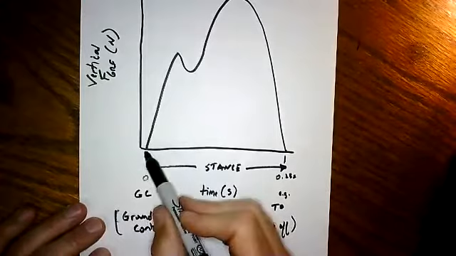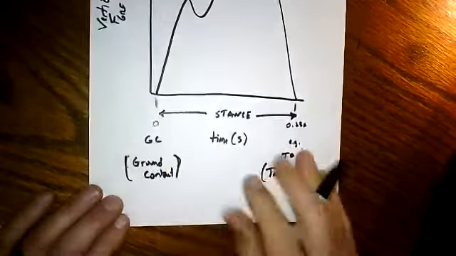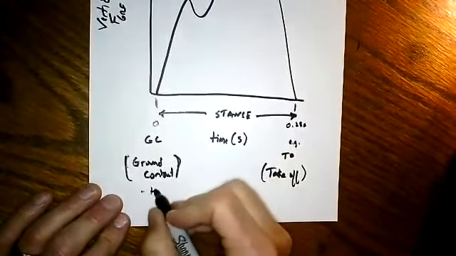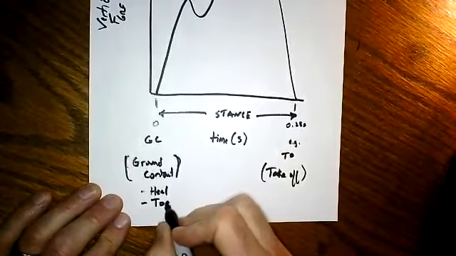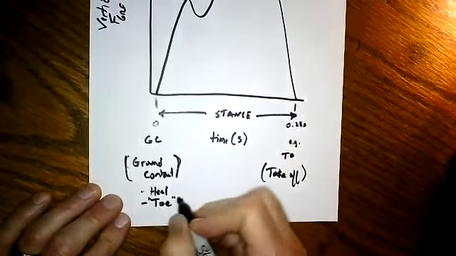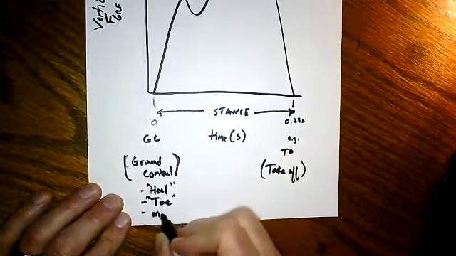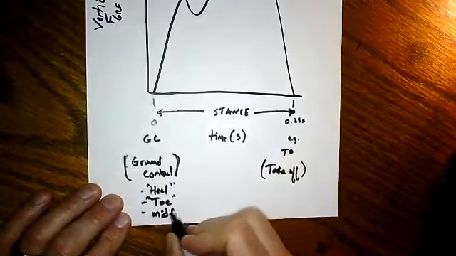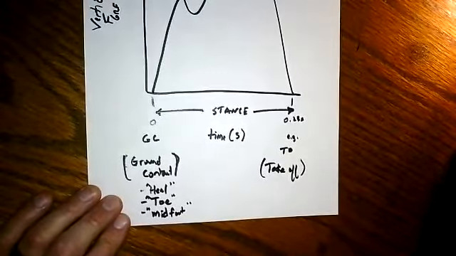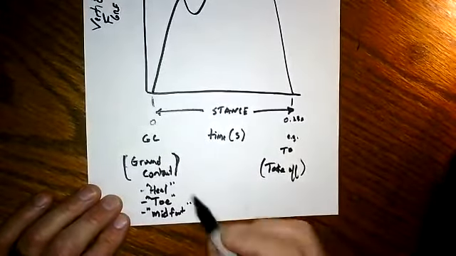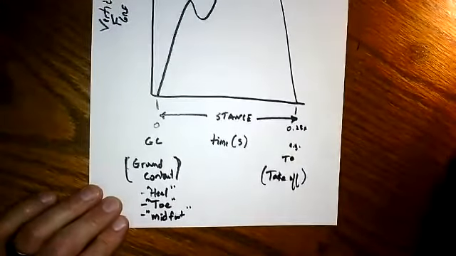So this is the moment the foot strikes the ground. This is the moment the foot leaves the ground. I'm using ground contact because people may strike the ground with their heel first. They may strike the ground with their forefoot, or we say "toe," so I better put that in quotes. Heel, maybe a mid-foot strike, where the front part of the foot and the rear part of the foot strike at the same time. Those are the three general categories of ground contact that we consider.